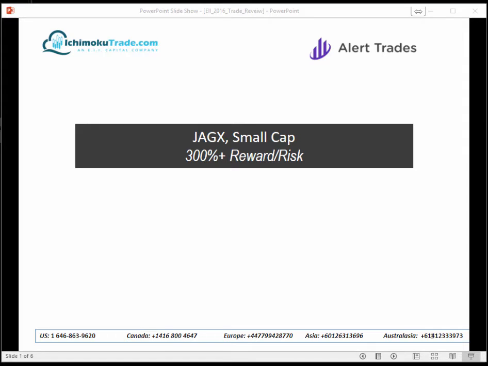Today we got another great review with a stock called JAGX, which is a small cap. A lot of people trade very wildly with small cap stocks due to liquidity and stuff like that. We're going to show you a very safe way how you could trade these small cap stocks with the IMTF indicator, and you could become very successful trading them.